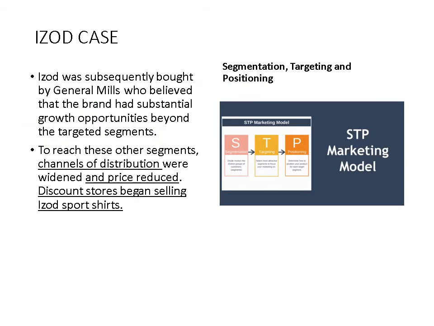Now, we will see what happened. This company was bought by General Mills, and the concept of General Mills was that the brand has to grow more and expand to different segments. And they changed the entire strategy when General Mills acquired ISO. So General Mills has a different business model. They distributed to many channels, and the price was reduced, and even retail stores began selling the brand label ISO sport shirts.